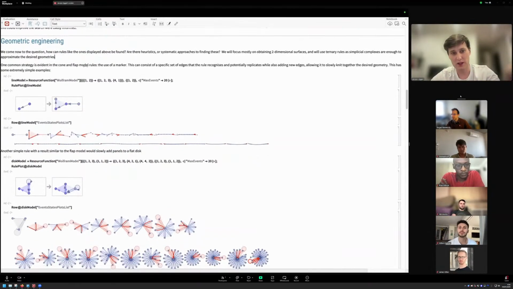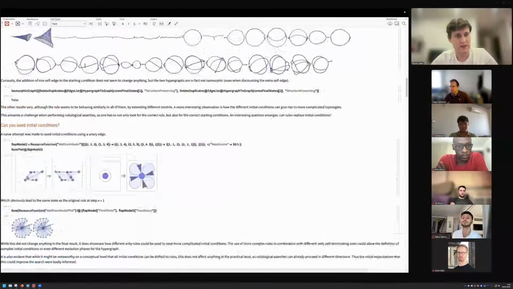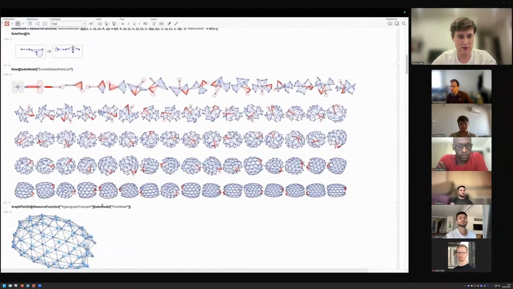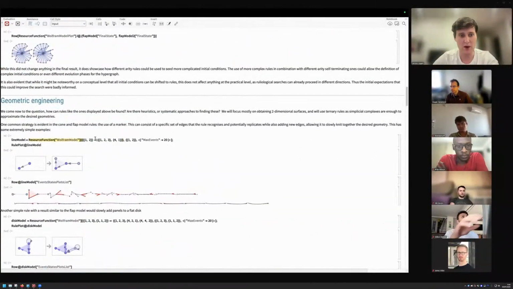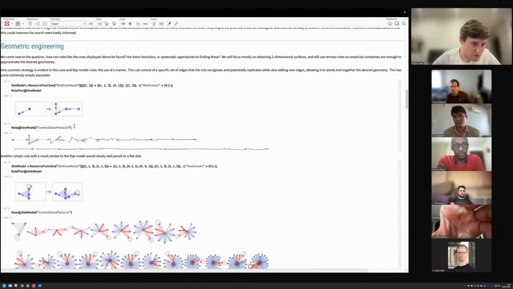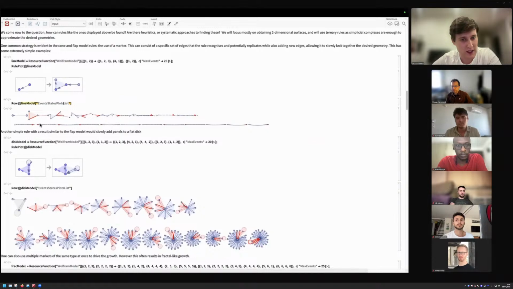So here is where we come to the real engineering, which is, okay, we've observed some ways in which nice geometries can be built. Can we try to artificially come up with a rule that does what we want? And the simplest thing to make here, the idea was to try and make a torus. The initial challenge of the project was trying to make a torus.